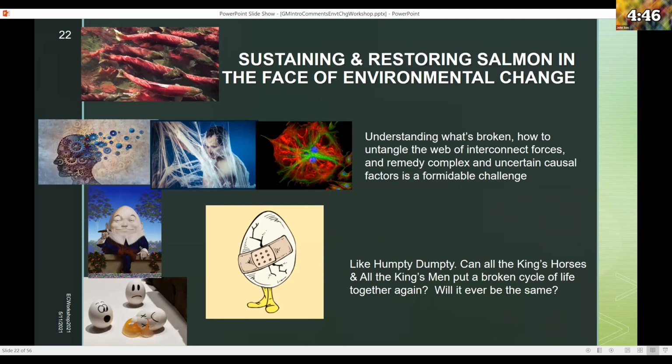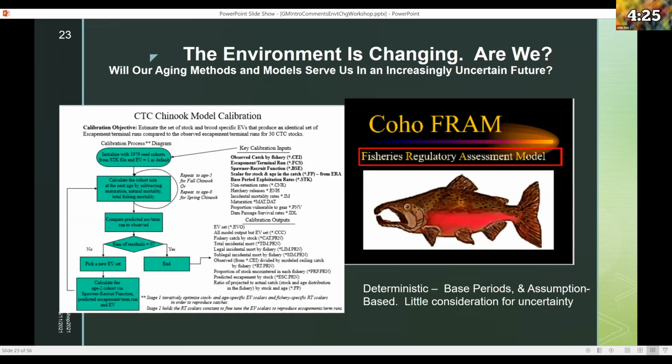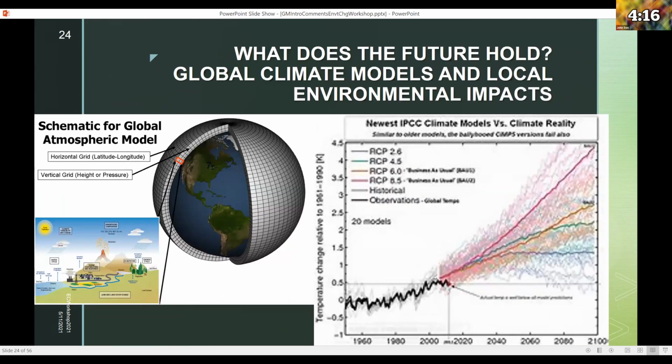There are lots of factors that are involved. We need to figure out what's broken and what we can do to fix them. And one of the challenges we deal with is sort of like Humpty Dumpty, where once Humpty Dumpty is broken, can all the king's horses and all the king's men put the broken cycle of life together again? Will it ever be the same? The environment is changing, but are we? We are using aging tools and methods. Will they serve us in an increasingly uncertain future? And what does the future hold?